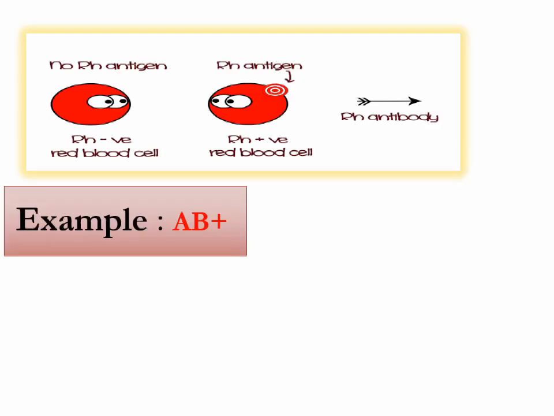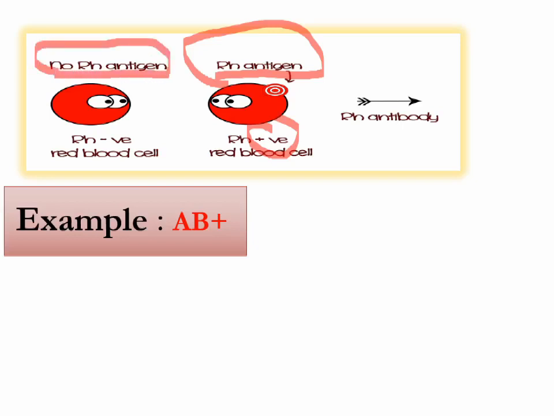So here, as we can see, on the surface of the red blood cell, we have the Rh antigen, which is the D antigen. So this person is Rh positive. And here, on the surface of the red blood cell, there is no Rh antigen or no D antigen, so he is Rh negative. And for every antigen, there is an antibody. So, of course, there is an Rh antibody or D antibody, anti-D.